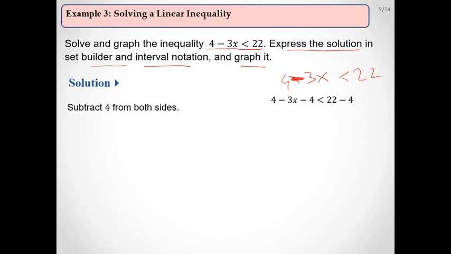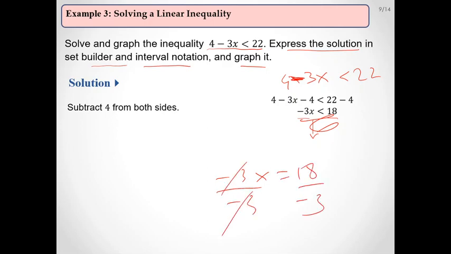Okay, you can subtract 4 from both sides, and you can get negative 3x less than 18. And you want to isolate x. How can you do it? If it was this, what would you do? You divide both sides by negative 3, right? So you will do the same thing.